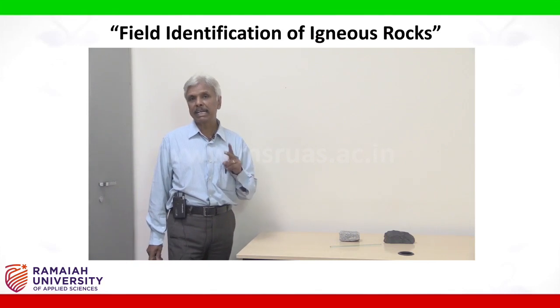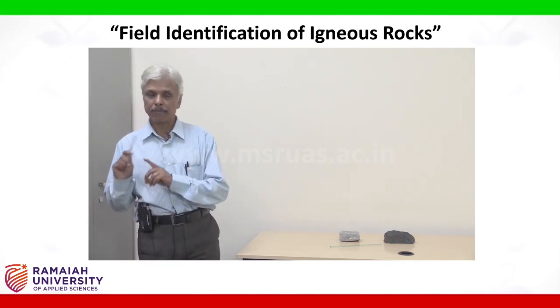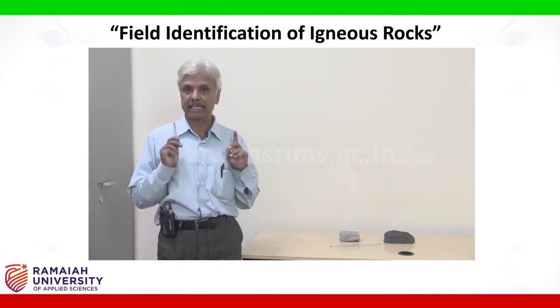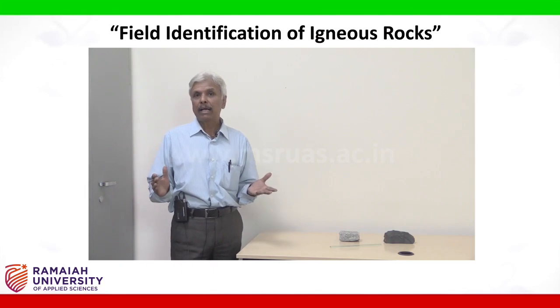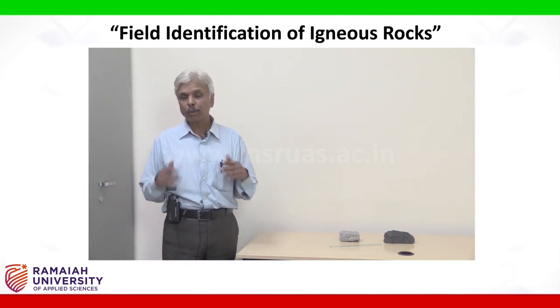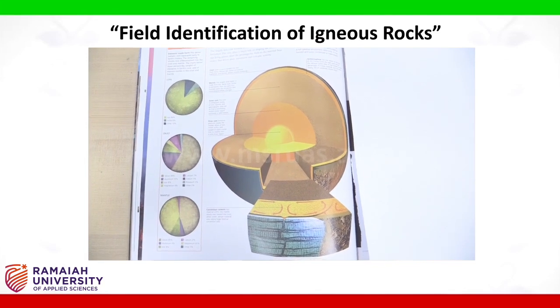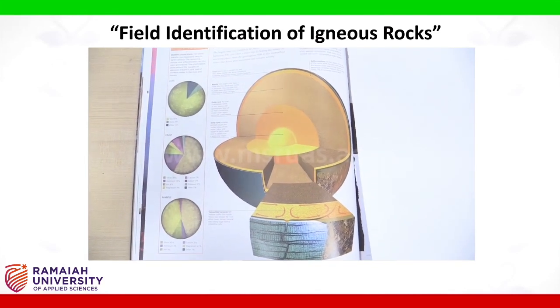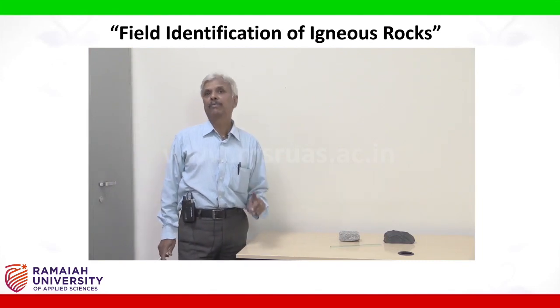There are three categories of rocks: igneous, sedimentary, and metamorphic rocks. Today we will talk about igneous rocks. So in the earth's structure, the rocks are essentially confined to the crust of the earth. There are two types of crust.